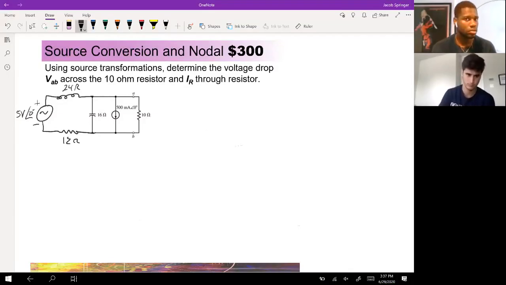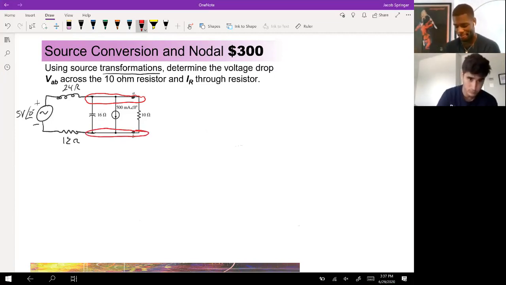All right, so for this one, this is a source conversion problem. It's not nodal. It says source transformation, just another word for source conversion. Determine the voltage drop VAB, so from right here to right here across the 10 ohm resistor, and the IR through the resistor. Note that this is worth labeling the node. This calls this node A, but really all of this right there and all of this right here is B. Here's A, here's B. I have two other nodes that are here, we'll call them C and D.